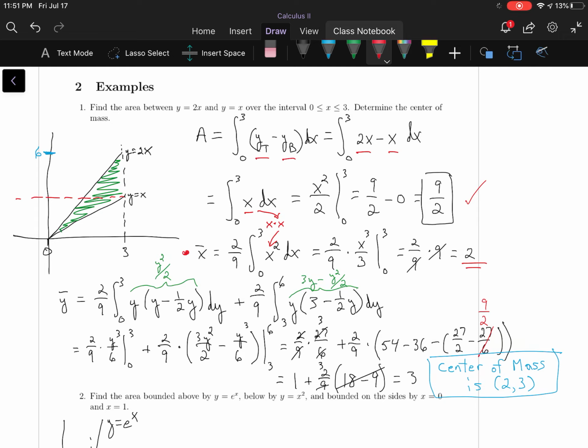The y-coordinate is going to be 2/9, so 1 over the area, times the integral, and this should be 2 integrals. That's because integrating with respect to y, instead of top and bottom, you're going right and left. And I could see that the rightmost function changes depending on where I'm at. So when I am below y equals x, my rightmost function is y equals x. But when I'm above y equals x, my rightmost function is x equals 3.